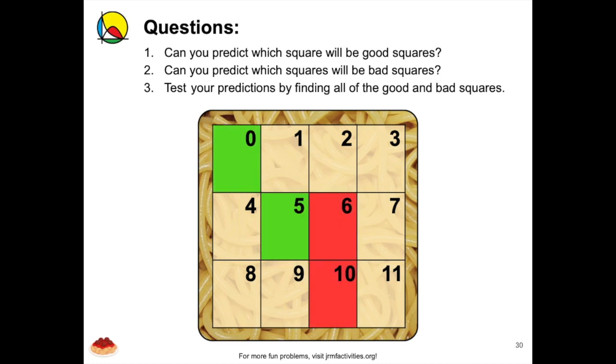How do you think the board is going to look once we have figured out every square? What are your predictions?